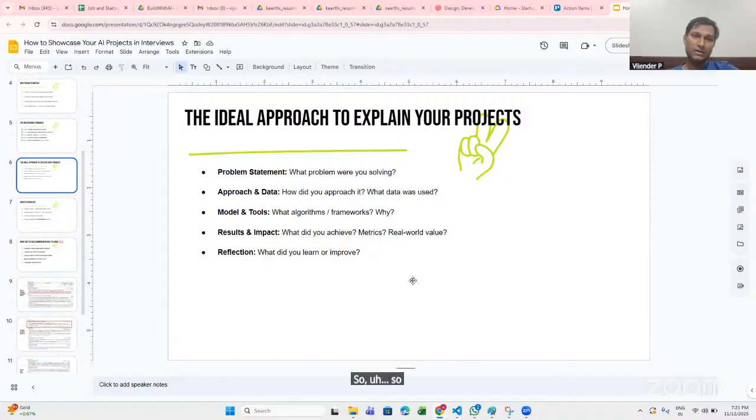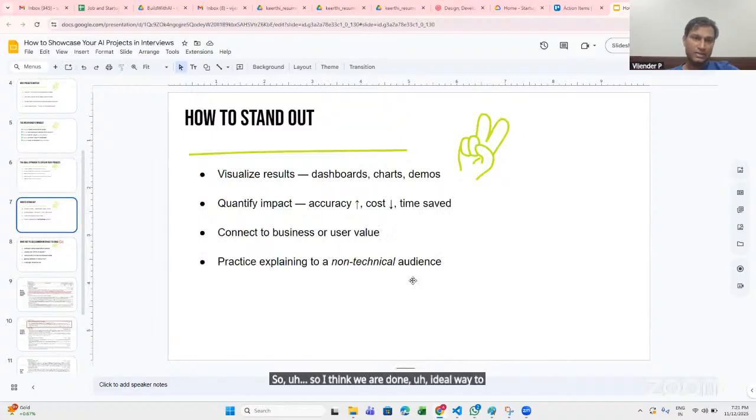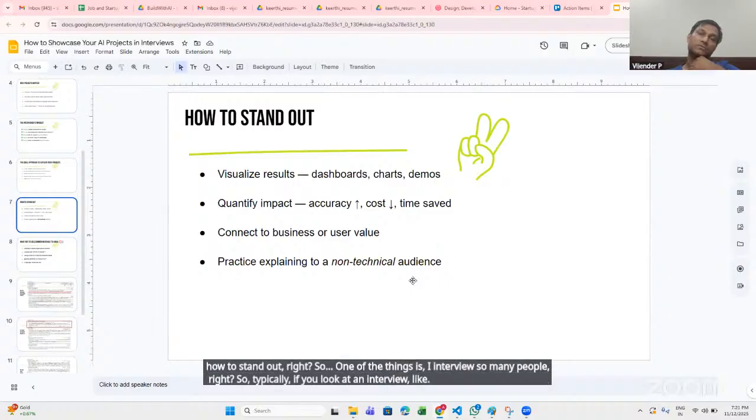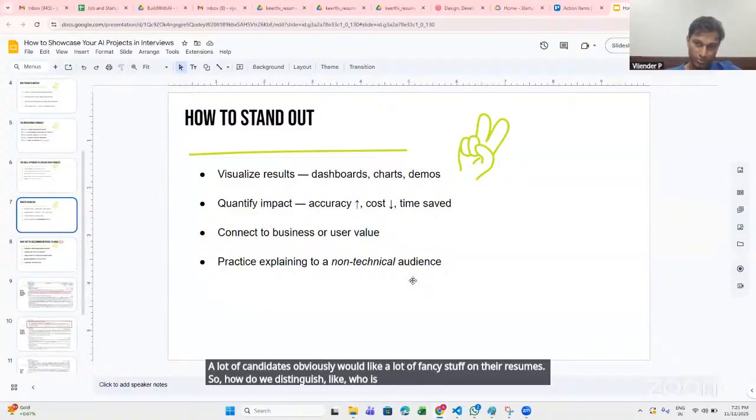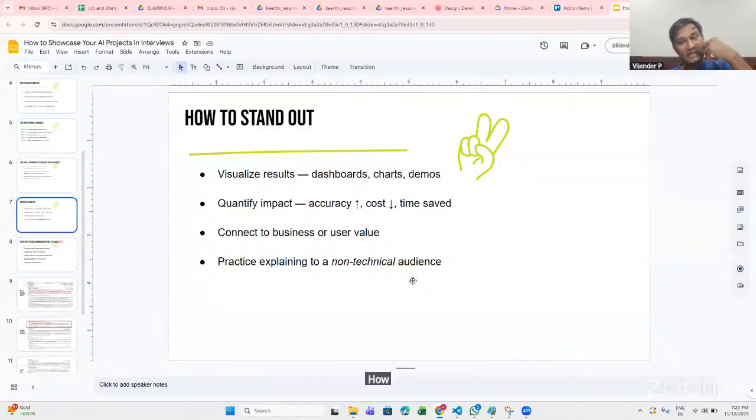So I think we are done. The ideal way to explain the projects, how to stand out, right? One of the things is, I interview so many people. Typically, we receive a lot of resumes, and a lot of candidates obviously put a lot of fancy stuff on their resumes. So how do we distinguish who is good and who's not so good? How can we make a segregation, right?